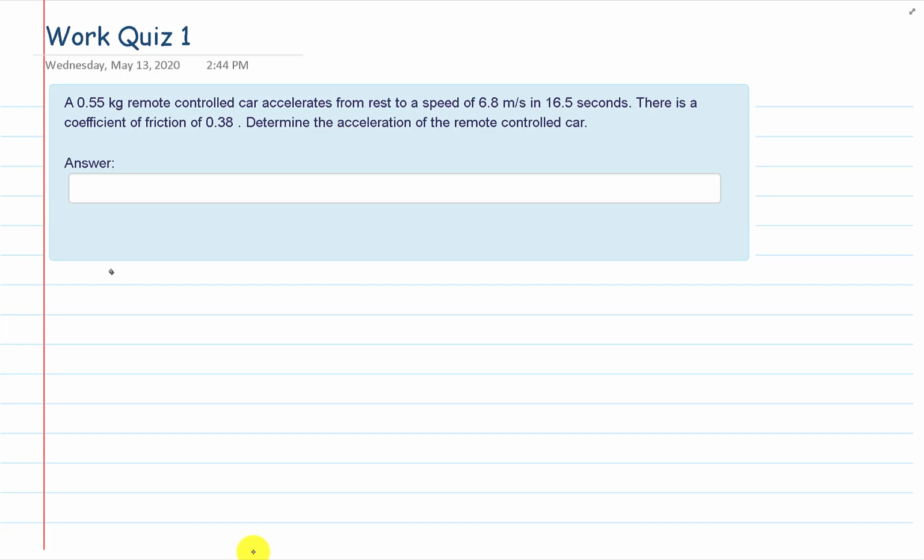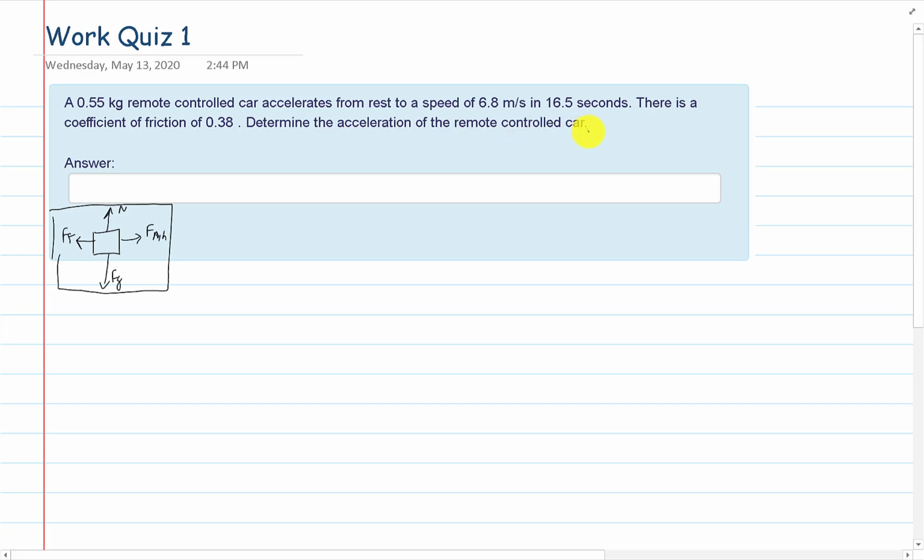But we have to get some stuff first. So, free body diagram. There's a normal force up. There's a force of gravity down. There's some sort of push force by the motor probably, and then there's a frictional force slowing it down.